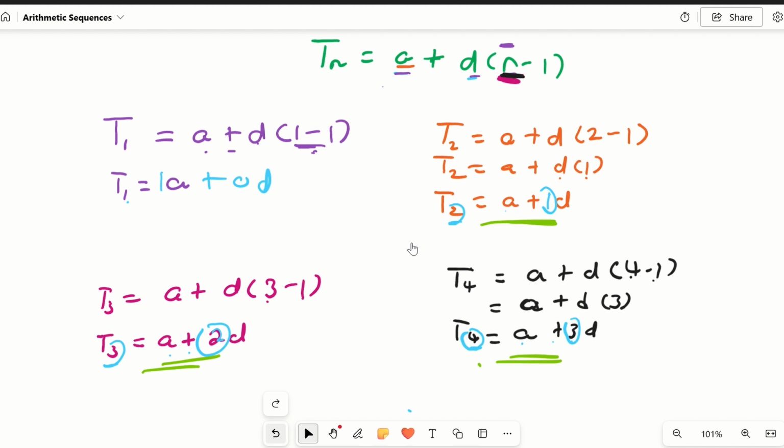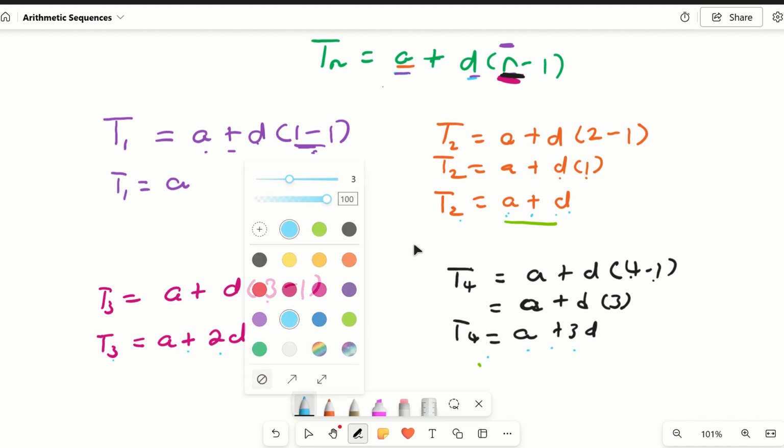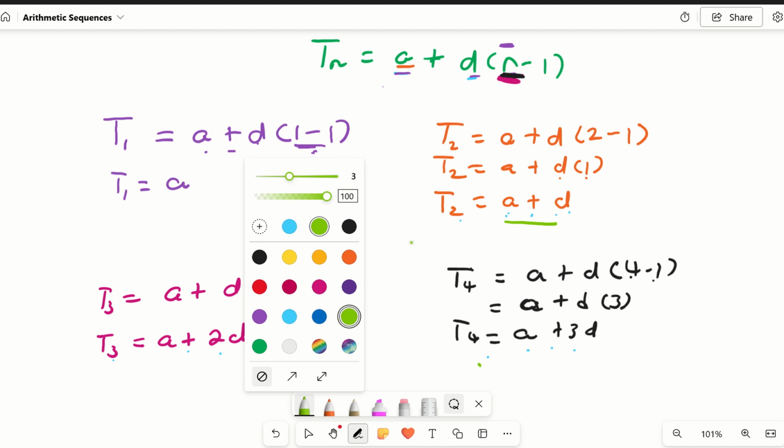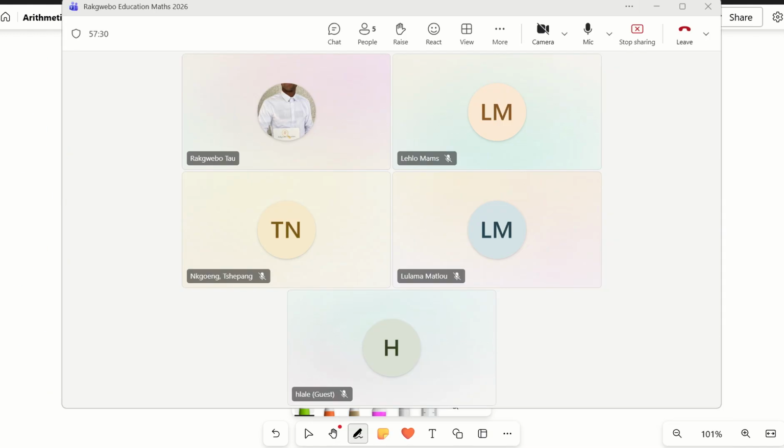Do you guys see that we always have 1 less on the D? If it's T2, it's A plus 1D. If it's T3, it's A plus 2D. If it's T4, it's A plus 3D. Do you guys see that? All of us? Yes, all of us see it.